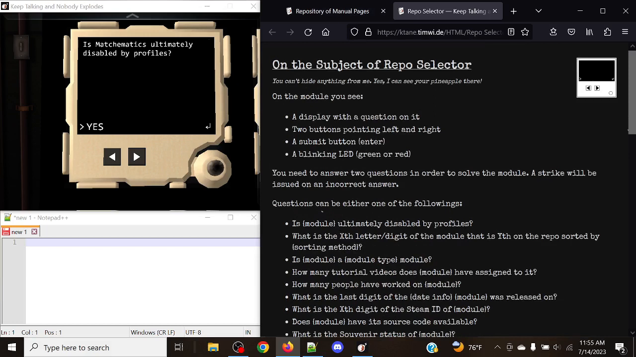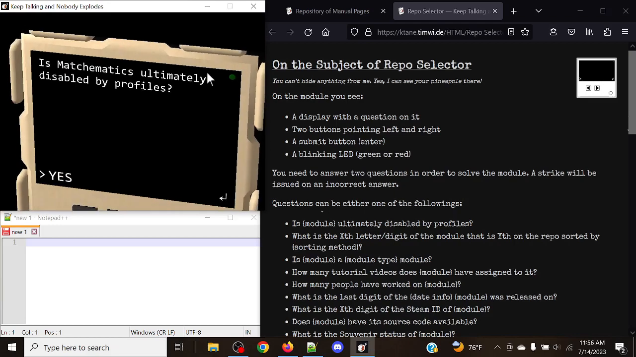So on the module, you see a display with the question on it, two buttons that point left and right, in this case these guys down here, a submit button, the enter over here, and a blinking LED, whether it be green or red.